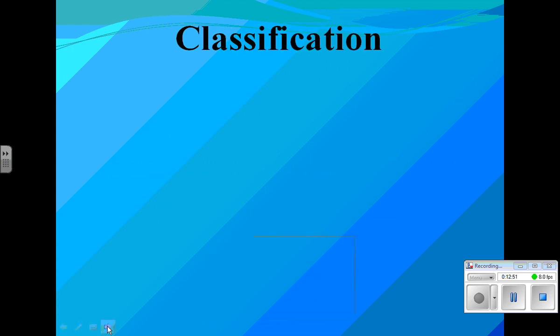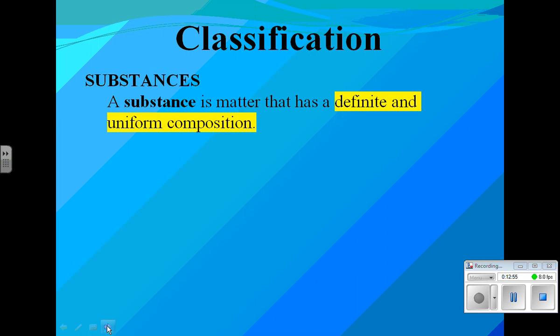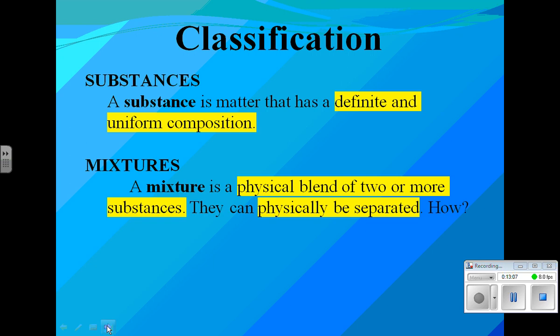All right, so let's talk about the classification of matter now. In your notes, we have matter can be a substance, and a substance is matter that has a definite and uniform composition. So make sure you fill that word in with your notes and maybe highlight or underline some things. A mixture is a physical blend of two or more substances. They can be physically separated.